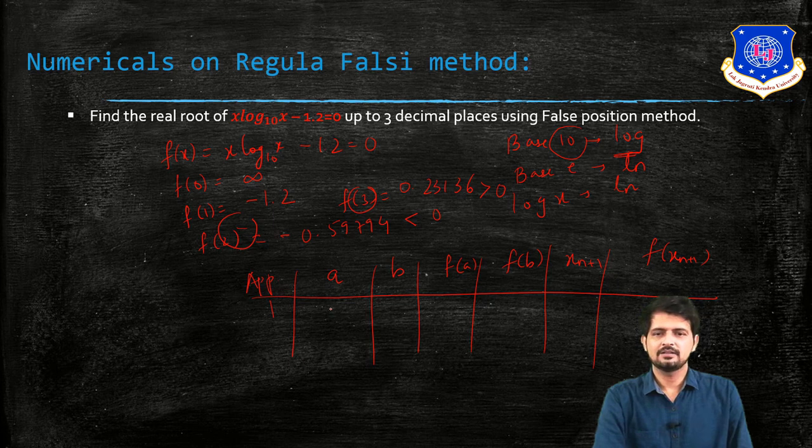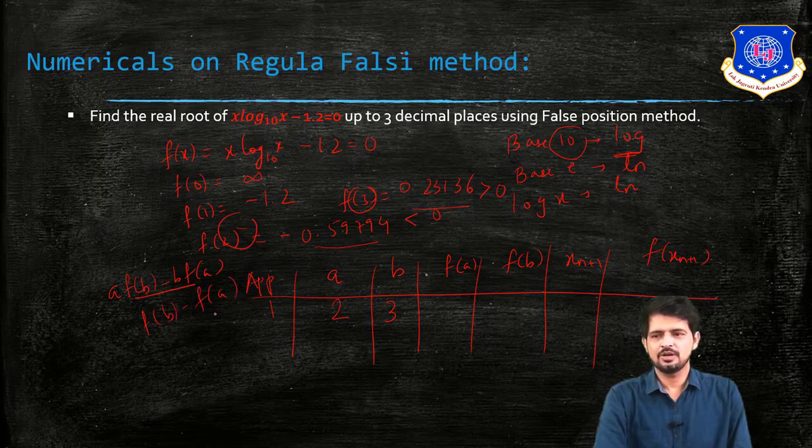Here, we have to write a. What is the value of a? 2. What is the value of b? 3. What is the value of f of a? That we have already found, right? This is the value of f of a, this is the value of f of b. Place these values, then find xn plus 1. You have to place them in this formula: a into f of b minus b into f of a upon f of b minus f of a. This is the formula to find xn plus 1.